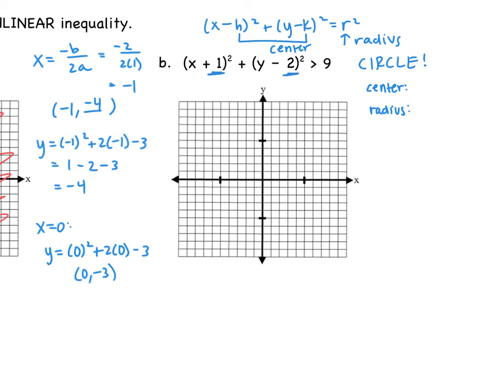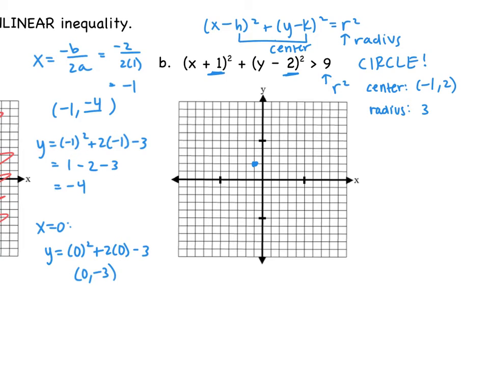What is really important to remember is you have to flip the signs. So our center is actually -1, 2. Center, you always flip the signs. This 9 is our radius squared, so our radius is 3. So we're going to start with graphing our center, -1, 2. So that's right there.